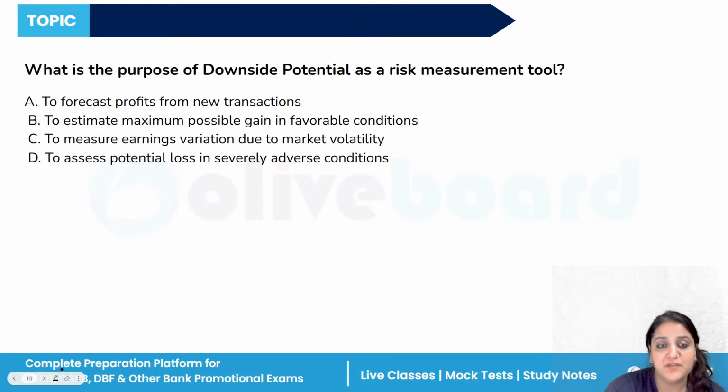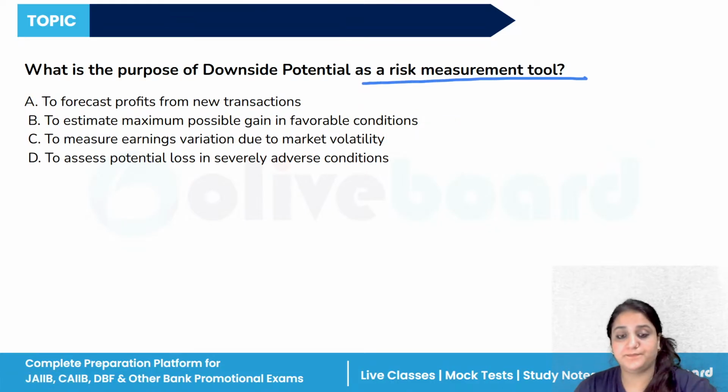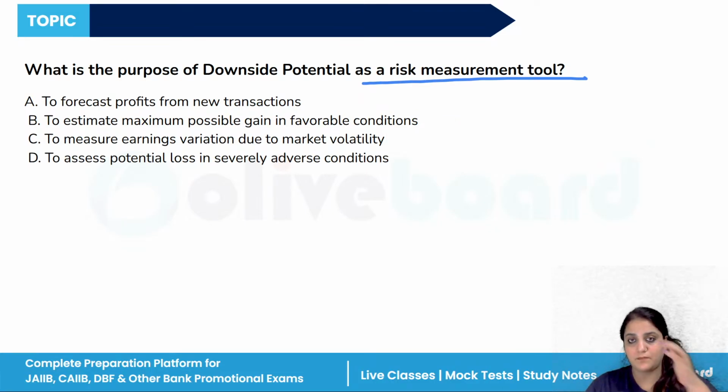What is the purpose of downside potential as a risk measurement tool? Downside potential as a risk measurement tool.